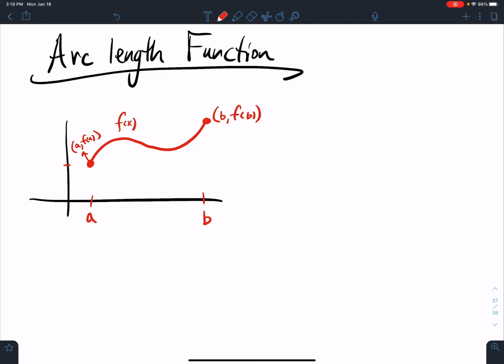Now say we've got some arbitrary point on the curve, and this point here is just some random x in this interval between a and b. That would be x comma f of x for that point right there.